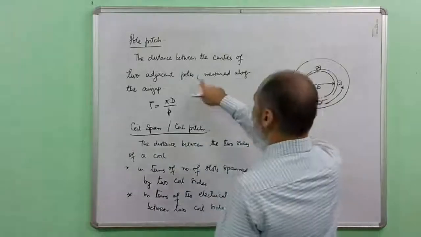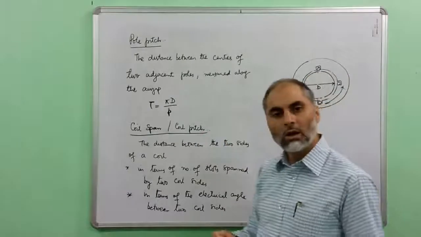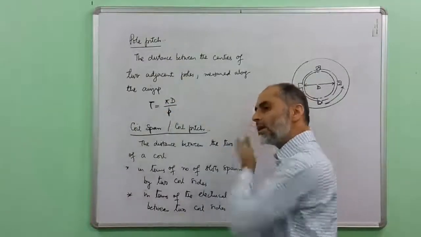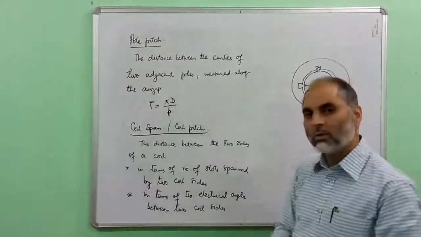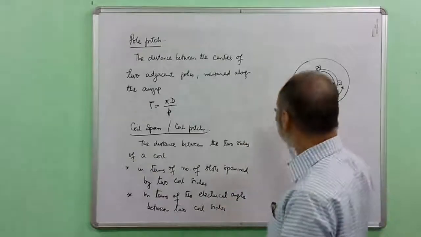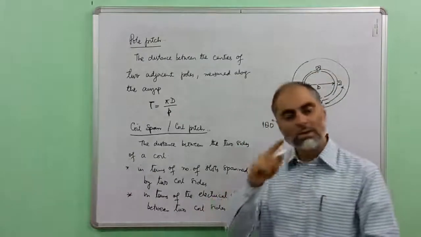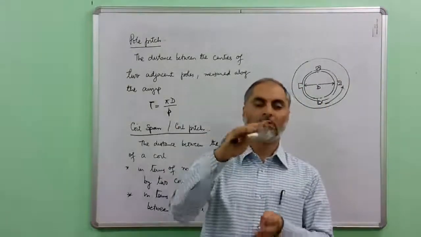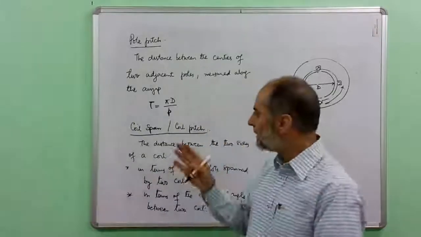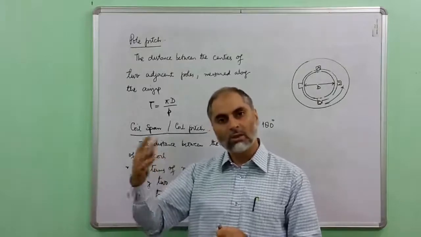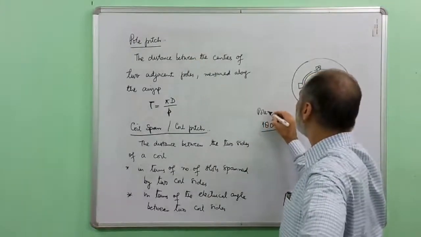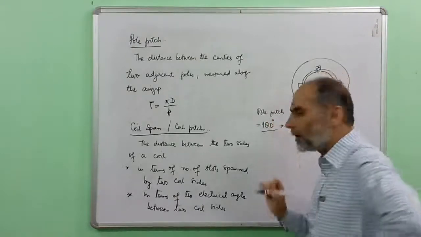Now, if we have a look at the pole pitch, it's the distance between centers of two adjacent poles, and the two adjacent poles have opposite polarity. That means it is the distance from the center of a north pole to the center of a south pole, and electrically the angle between them is equal to 180 degrees, because from the center of a north pole to the center of a south pole and back to the center of the north pole, there is one full cycle of variation, which is equal to 360 degrees electrical. Therefore the pole pitch is always equal to 180 degrees electrical.